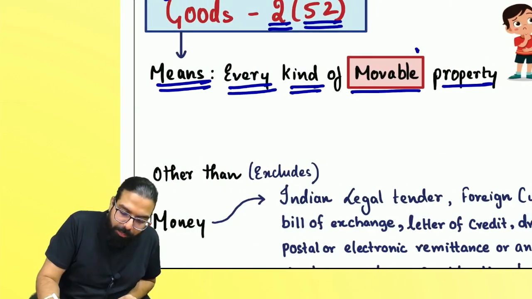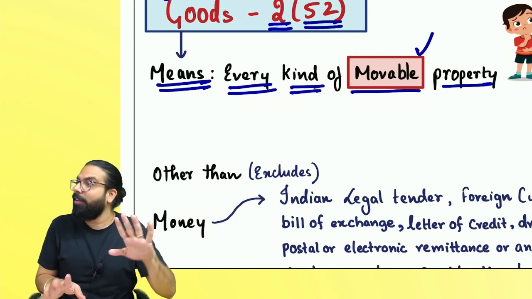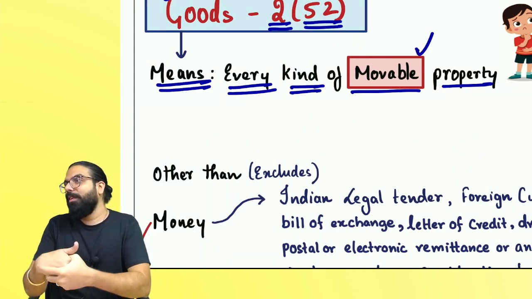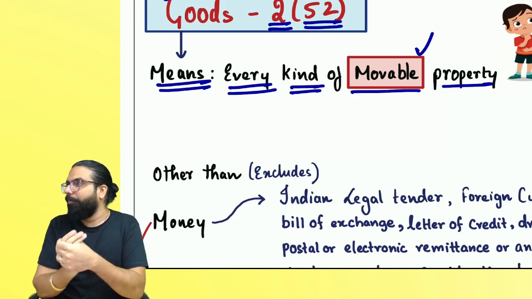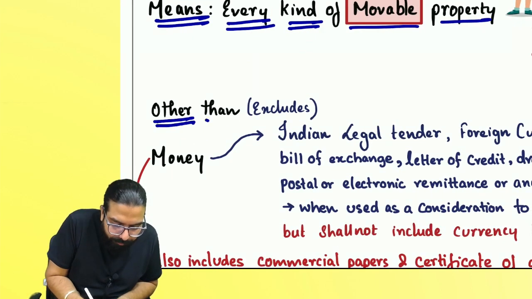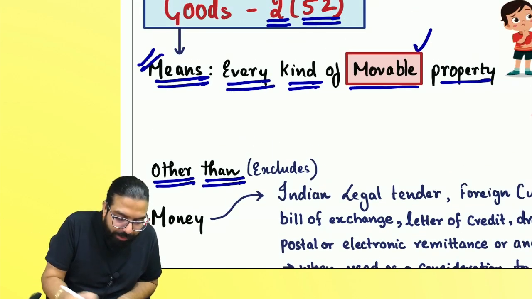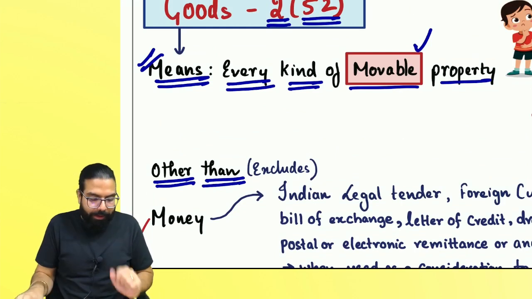So, sir, what do you mean by movable? Now you know what is movable. Other than those 4 items, everything is movable. And what is movable is always goods. Can we go ahead, everyone? Next, it says other than. Other than means excluding. Goods means every kind of movable property other than money.